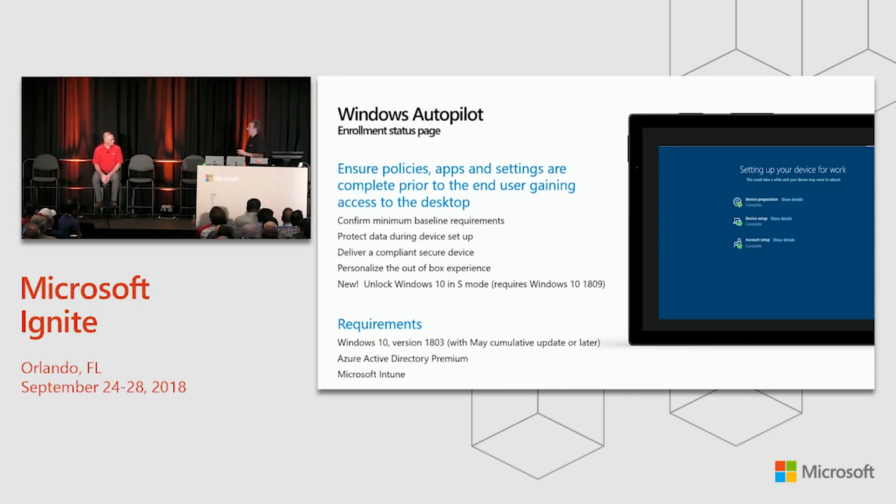The enrollment status page itself requires Windows 10 1803 or above. It needs Azure Active Directory Premium and Intune to enable, but we've already covered those, so really nothing new there. So as long as you're running 1803, you want to turn this on to see it show up as part of the process.